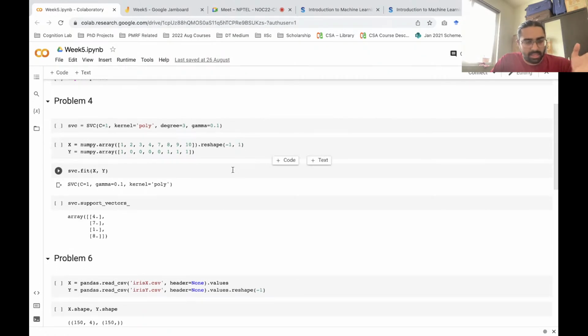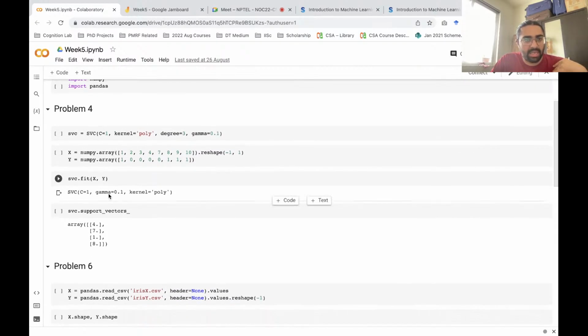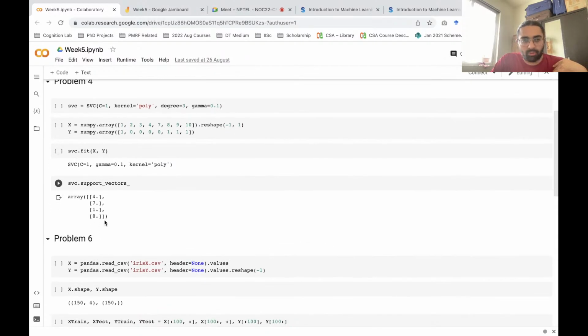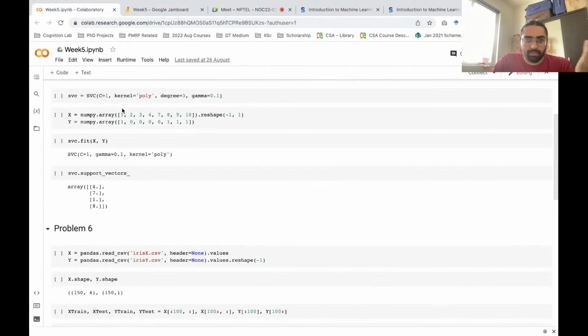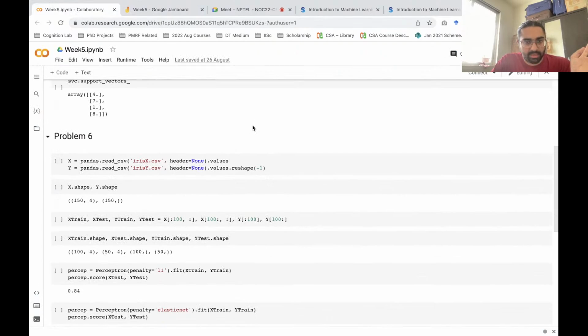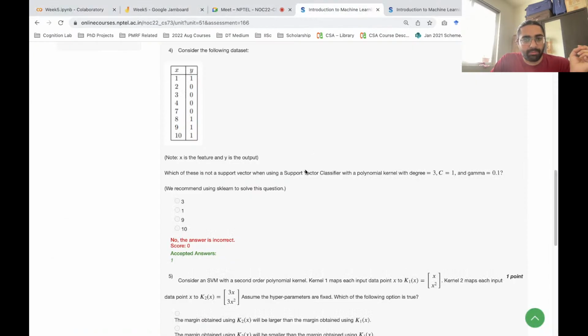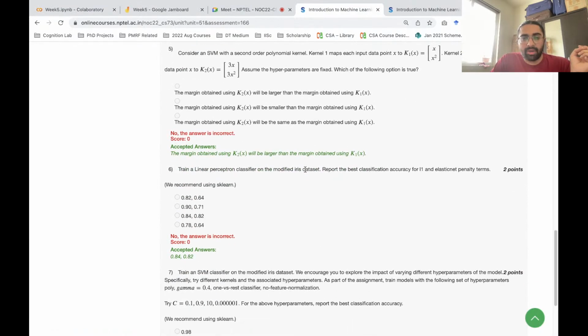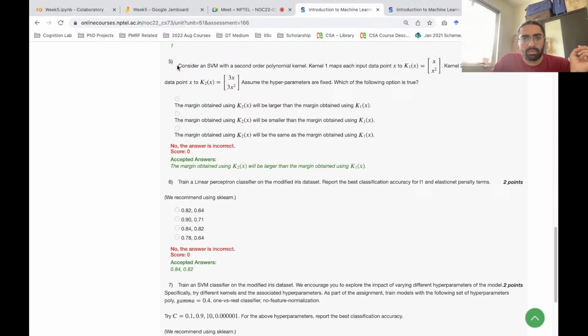Again, the method is straightforward. You can just import your SVC, look at x and y, and you'll get your support vectors in this format. So 4, 7, 1, 8 are support vectors. So 1 is a support vector, and the answer is wrong. I've told them, and they'll correct it after a while. So that's problem number 4. Problem number 5. Any ideas? Anyone want to tell how to solve 5?